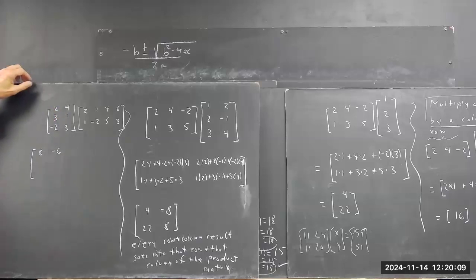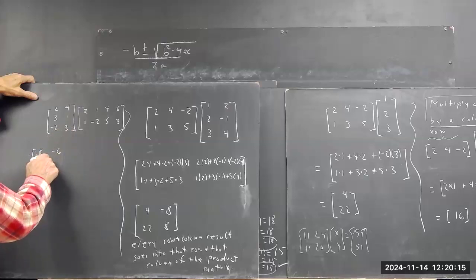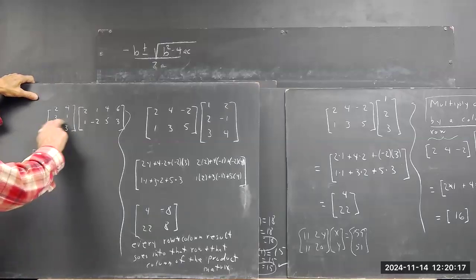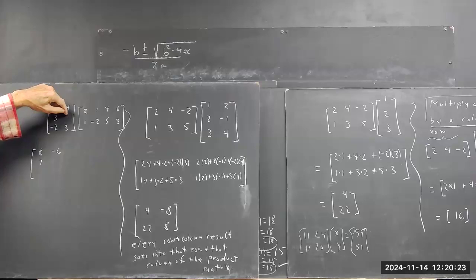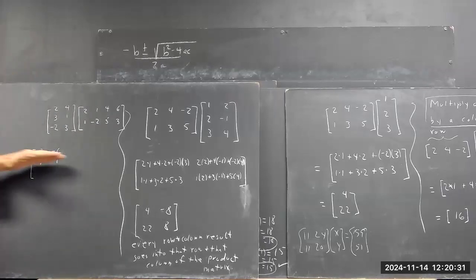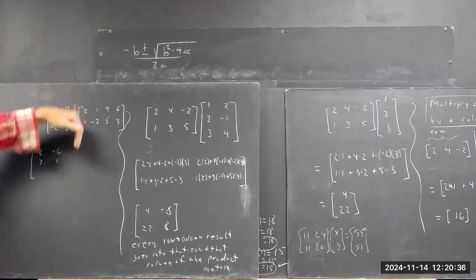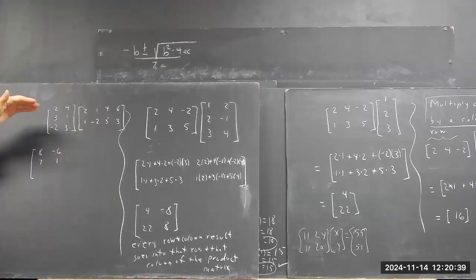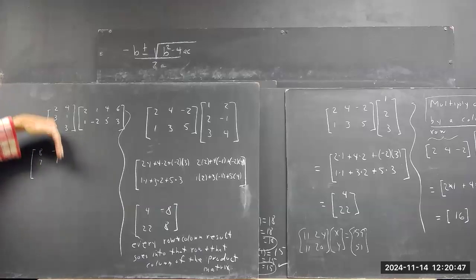Okay, second row times the first column. 3, 1 times 2, 1 gives you 7, right? Everybody gets 7 multiplying this by this. And if you multiply the 3, 1 times the 1, negative 2, you get 3 and negative 2, which is 1. Goes in the second row, second column. So second row, first column goes in second row, first column. Second row, second column goes in second row, second column.